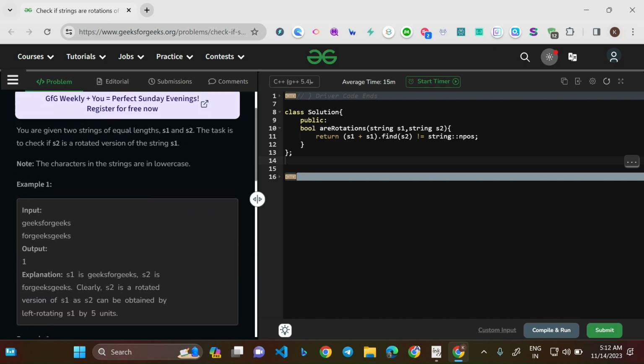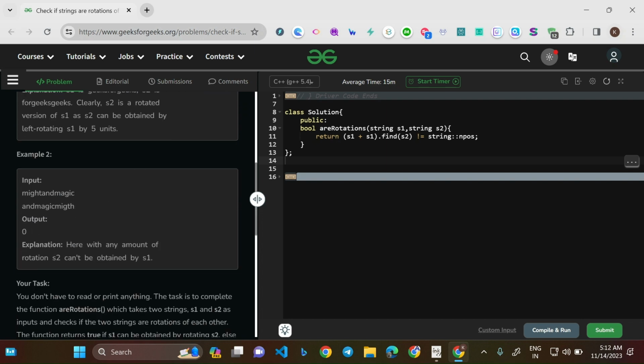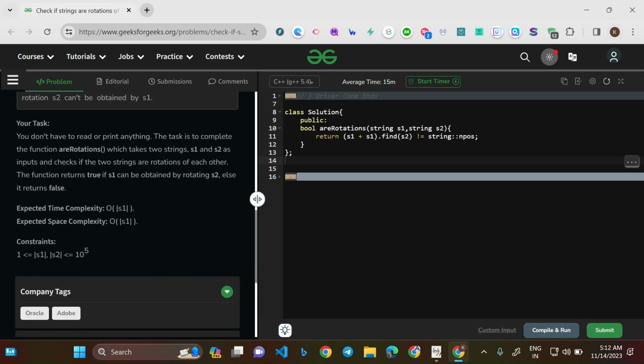All right, so let us go through the question now. You're given two strings of equal lengths, s1 and s2. The task is to check if s2 is a rotated version of the string s1. So this is the question in simple terms. Note that the characters in the strings are in lowercase. These are some of the examples given.